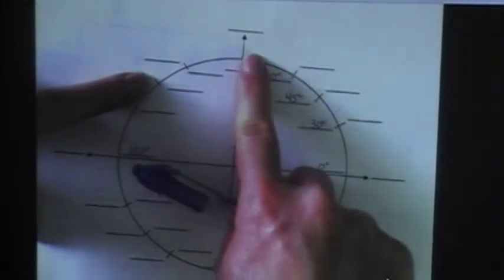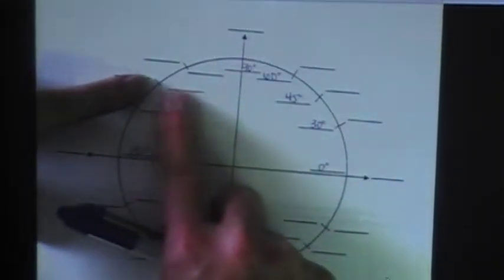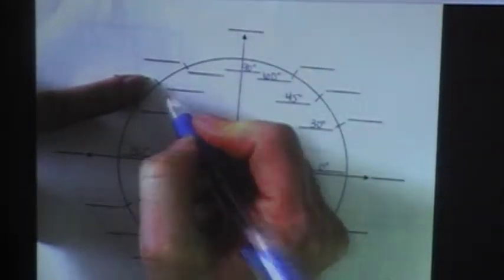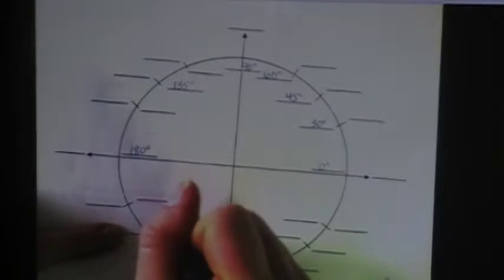I think the next easiest thing to do is the middle one, which is always a 45-degree angle. So if I do 90 plus 45, that gets me this middle one. So what should this be? 135. And you can do the same thing all the way around. So this one's 225. And what's this one over here? 315.